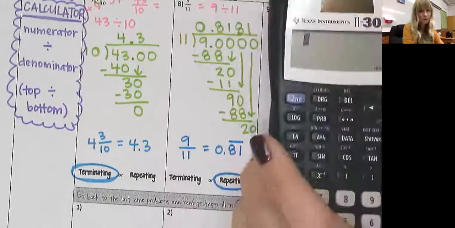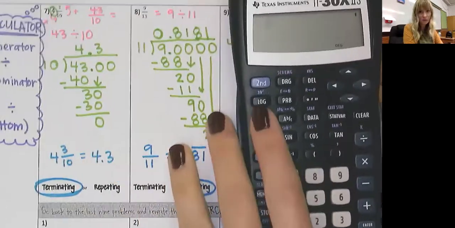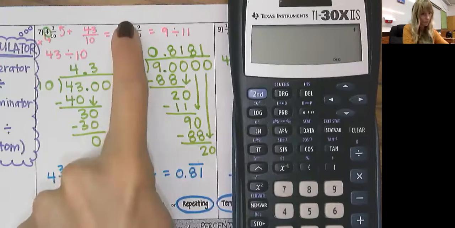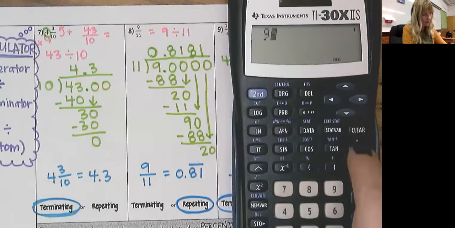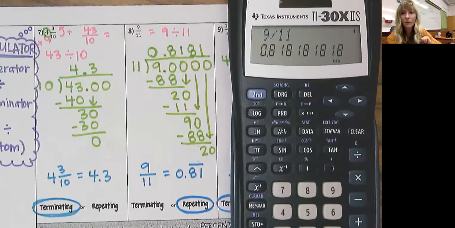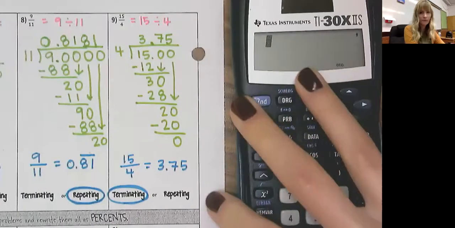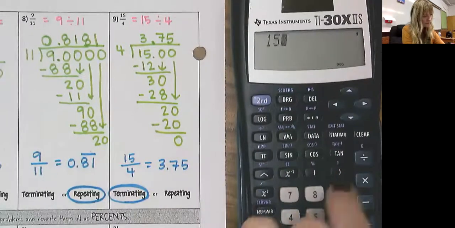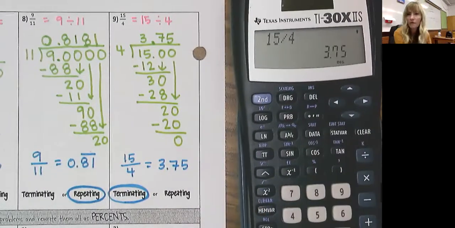Let's double check these ones. We did the long division. Let's let the calculator do the long division for us and make sure we got it right. Numerator divided by denominator. I see 0.81818181, and then it stops at 8 because my calculator runs out of room, but I know the next number is going to be a 1. Okay, let's check the last one here. 15/4, 15 divided by 4, 3.75.